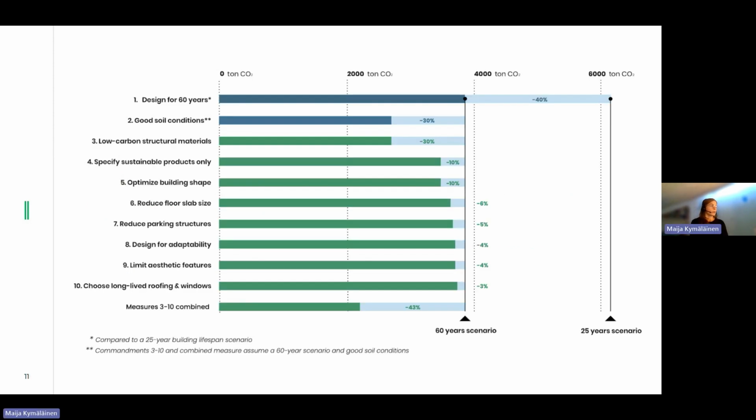So if we go back to our baseline building, here are our 10 commandments, from 1 to 10. We'll go through these points one by one, and at the end, we'll come back to this graph so you can see what actually affects what. From here, you can see that we are achieving notable reductions in the carbon footprint. But let's go and check out the points one by one.